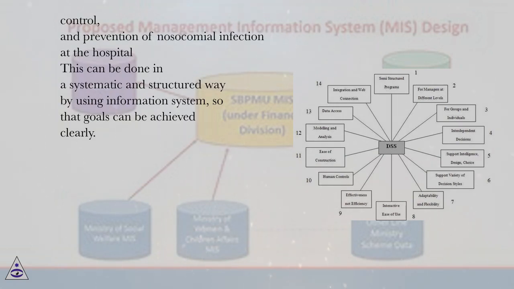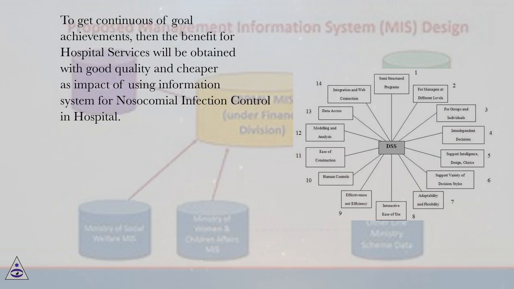This can be done in a systematic and structured way by using information system, so that goals can be achieved clearly. To get continuous goal achievements, then the benefit for hospital services will be obtained with good quality and cheaper as impact of using information system for nosocomial infection control in hospital.